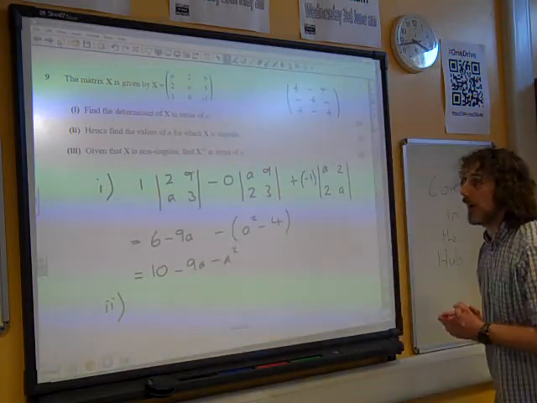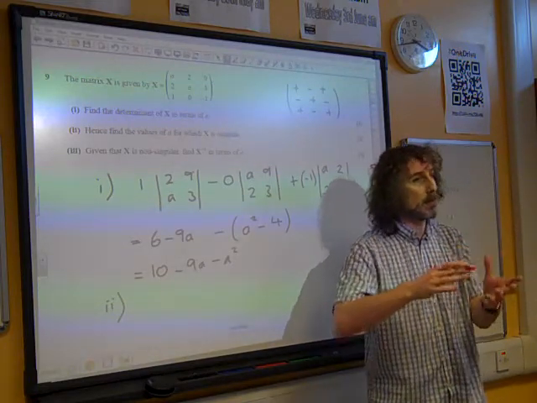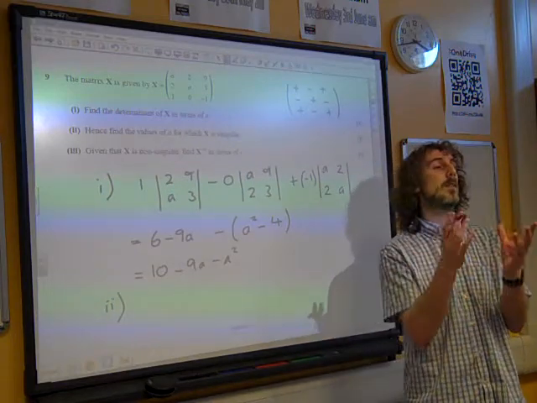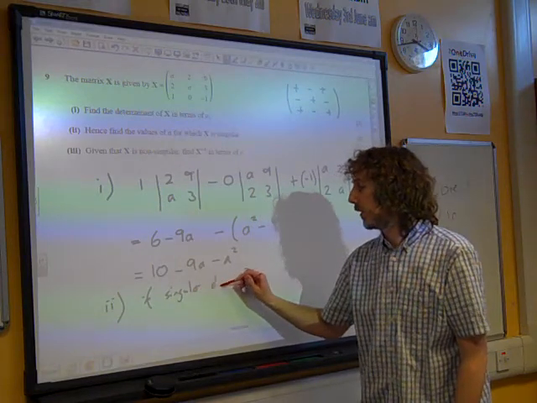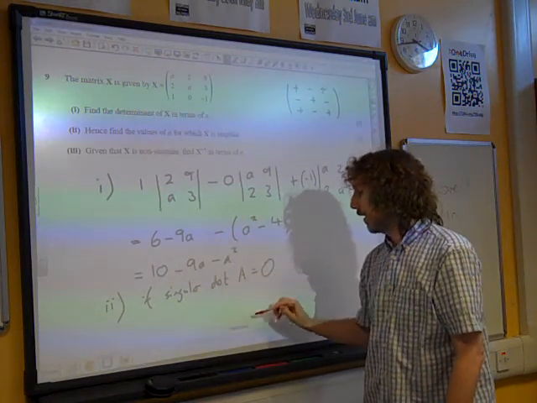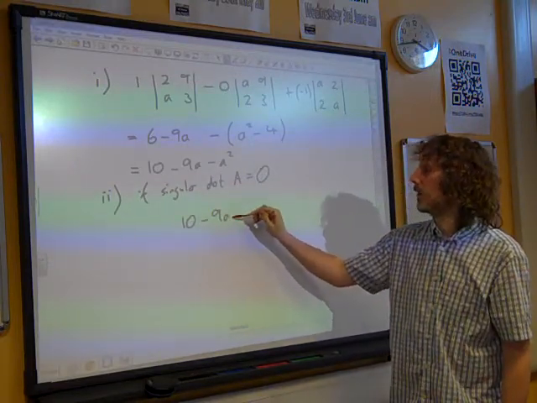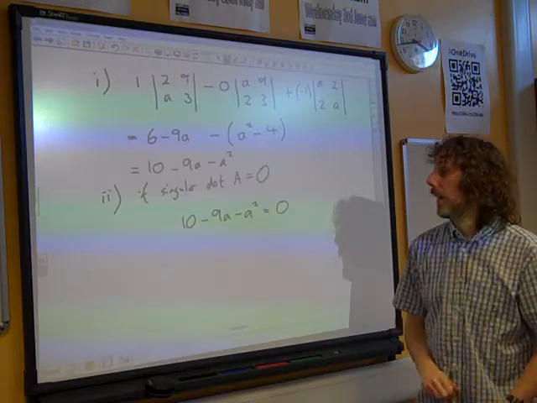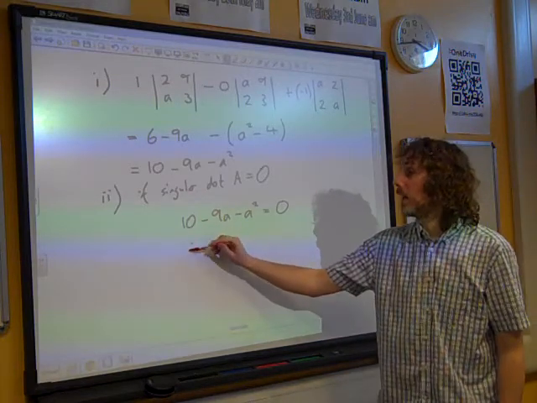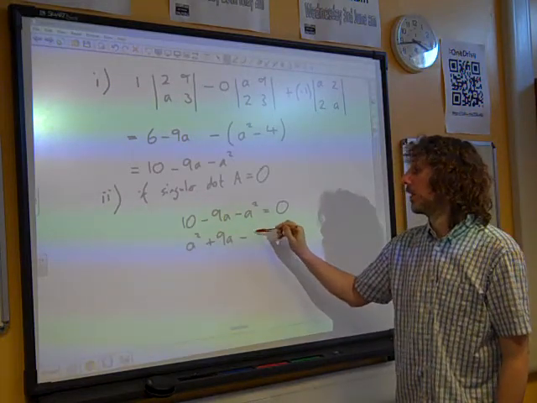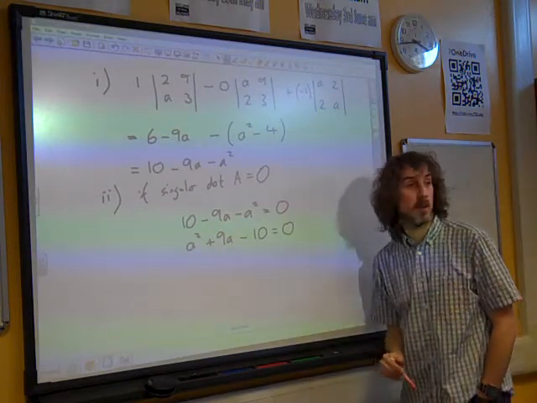Hence, find the values of A for which X is singular. Well, we've learned this, haven't we? We remembered that if a matrix is singular, then its determinant equals 0. So really, again, this is a little bit of core 2, isn't it? It's just saying, find the values of A for which 10 minus 9A minus A squared equals 0. Depends how confident you are with this. I might like to rewrite this like that first. A squared plus 9A minus 10 is 0.